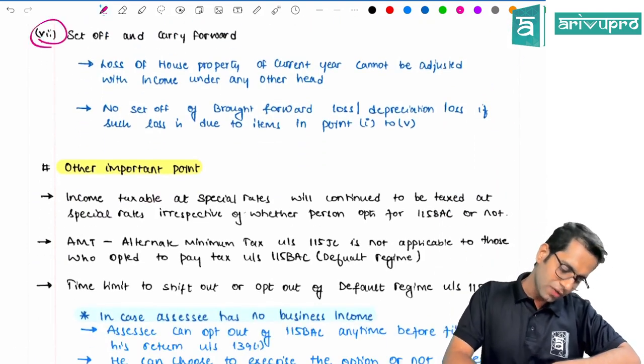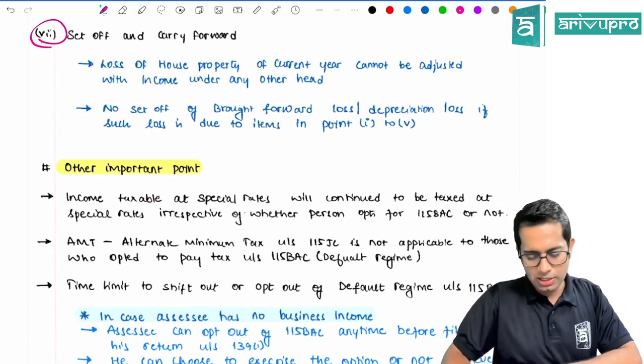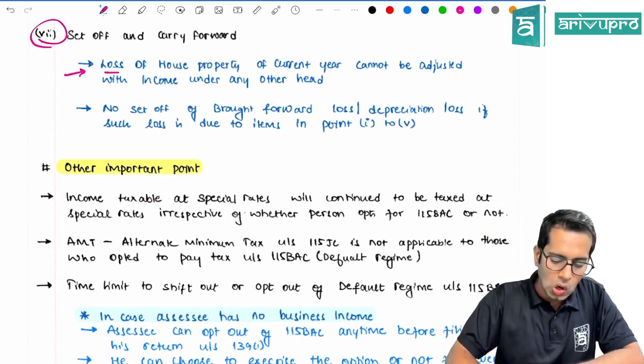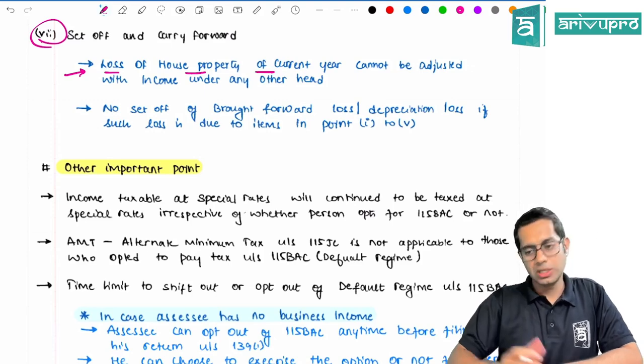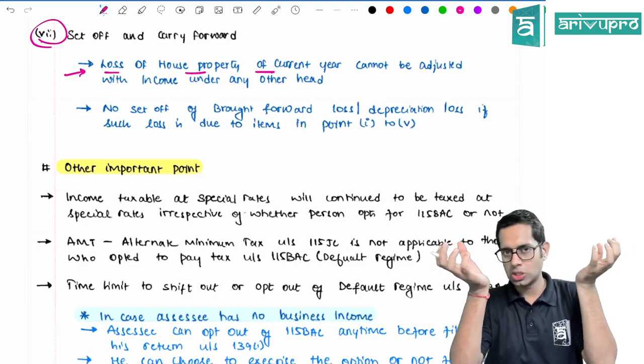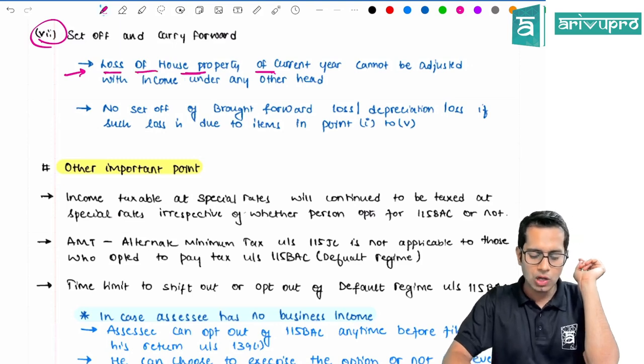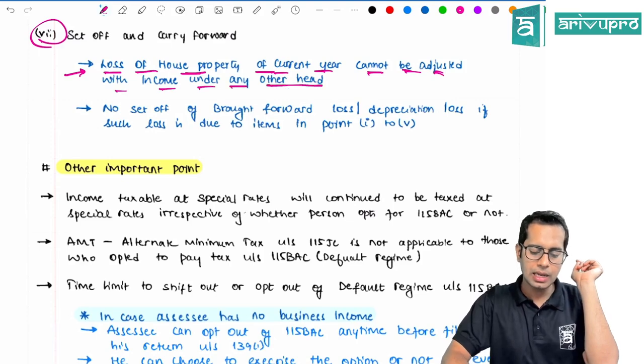And sir, what about set off and carry forward topics? Is there anything which they have taken under this topic also? Yes. Loss of house property. See, normally what happens, your house property loss up to 2 lakh rupees, you can adjust with other incomes, correct? But that will not be given to you. Loss of house property of the current year cannot be adjusted with income under any other head.